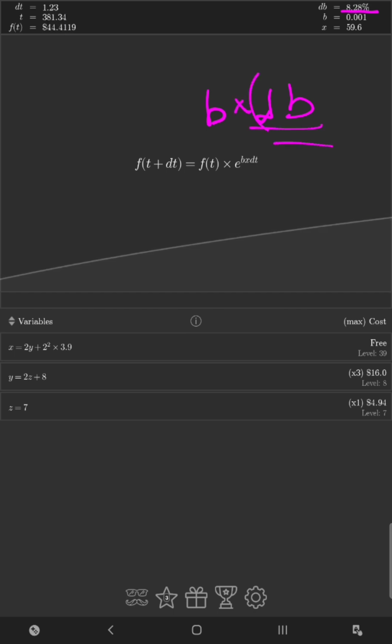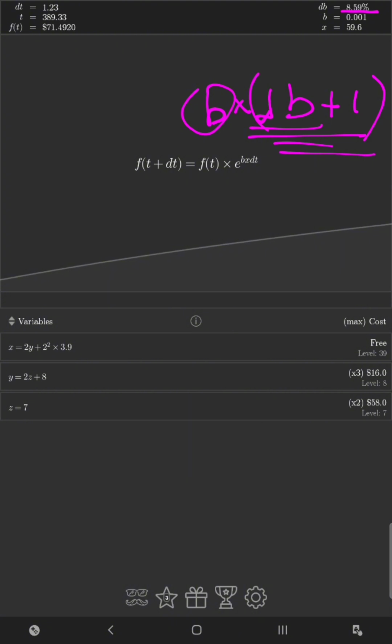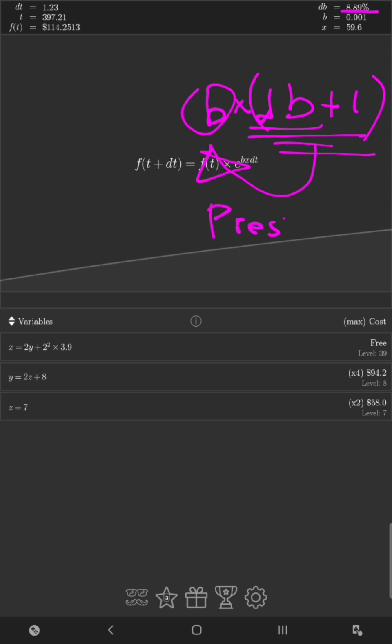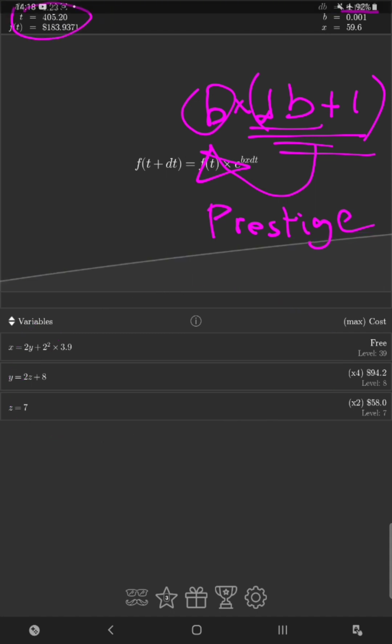Technically you can say that, but I think you should add 1 here. Yeah, so B times dB plus 1. This will be added, and this will be times to B after your prestige. Prestige will reset all of these upgrades and these here. Not B, not dB, they won't reset, but they will reset this one.